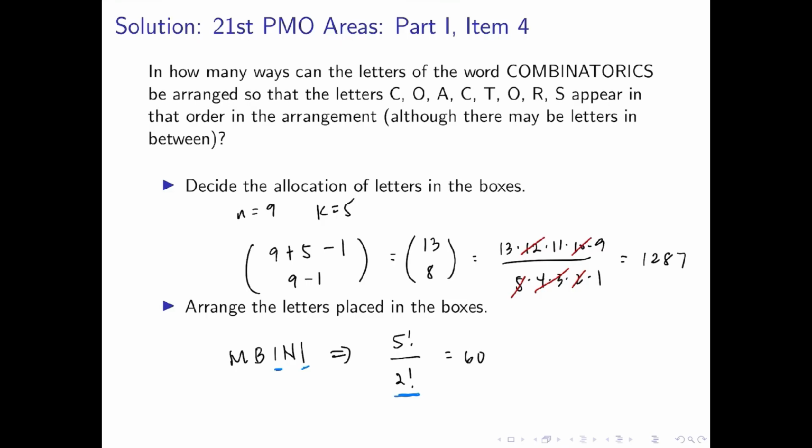So, well, that's essentially it, right? So 1287 is how we allocate the letters first, and then we permute the letters. So our final answer should be the product of the two. So we do the allocation first, and then we multiply this by 60 to get the total number of ways of doing both. So that's going to correspond to total number of the permutations of the letters of the word combinatorics natin. Okay? 77,220.